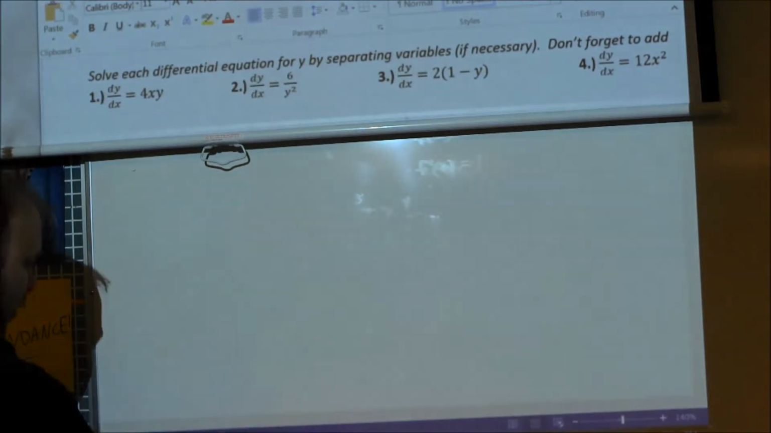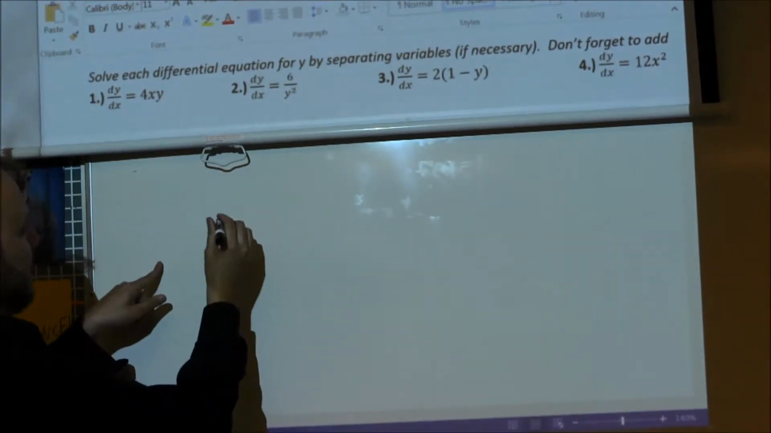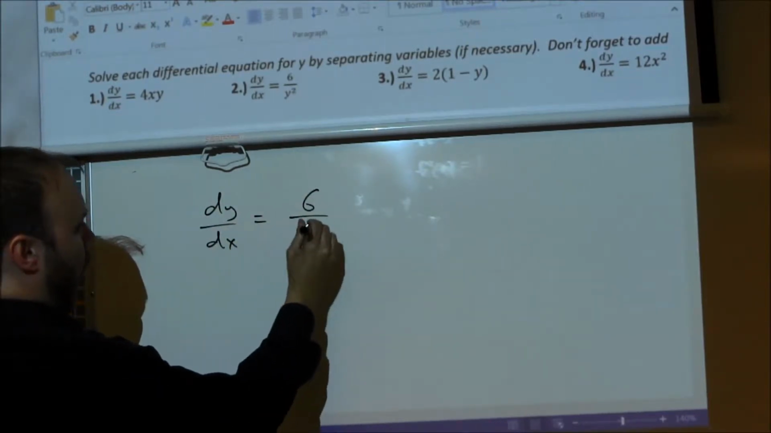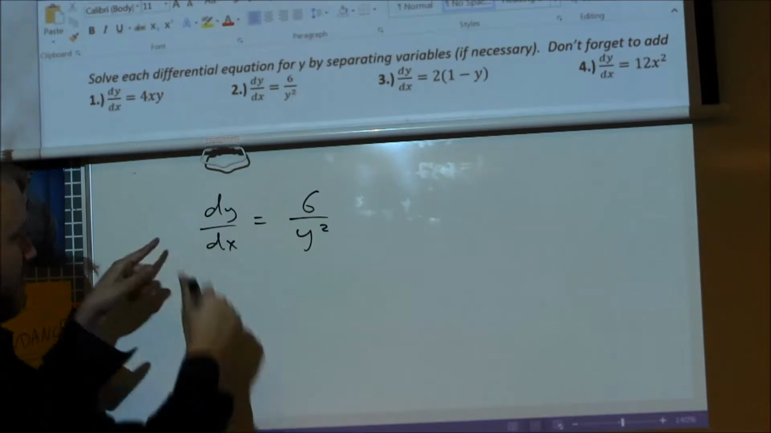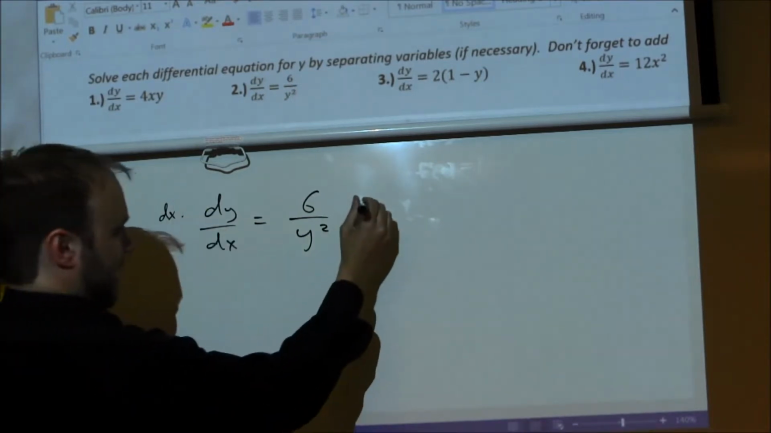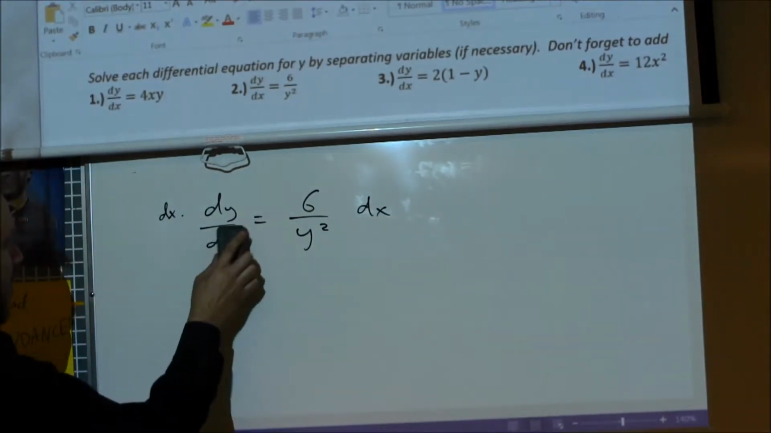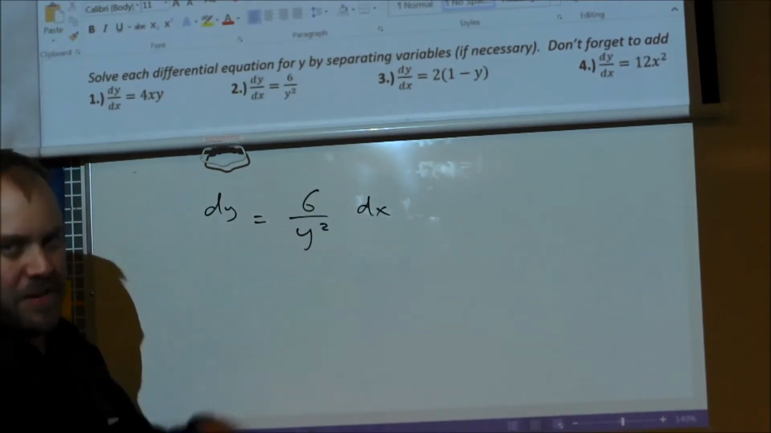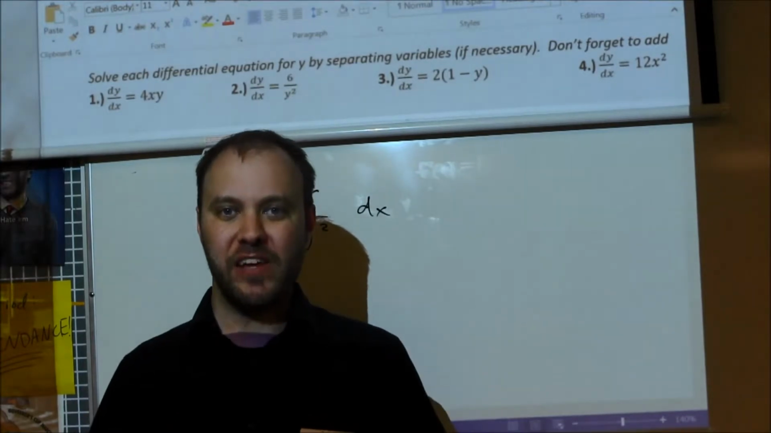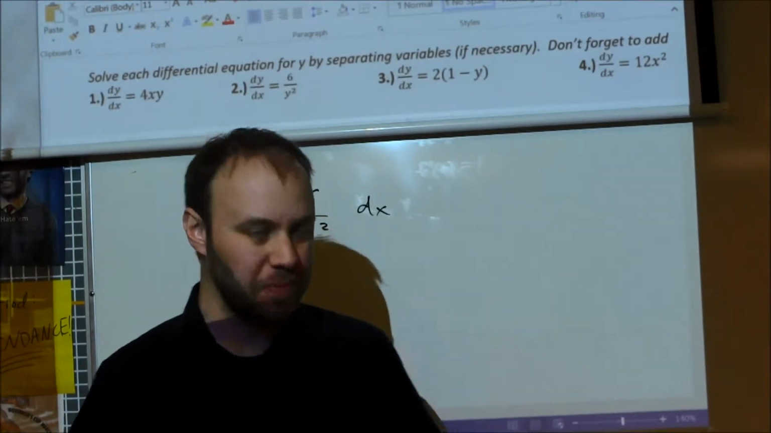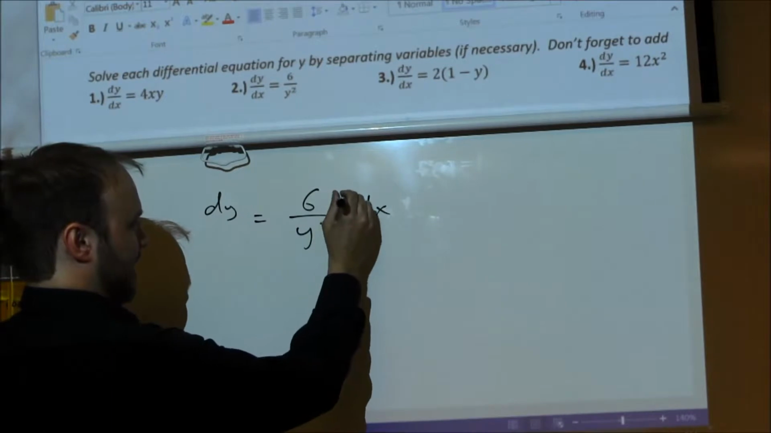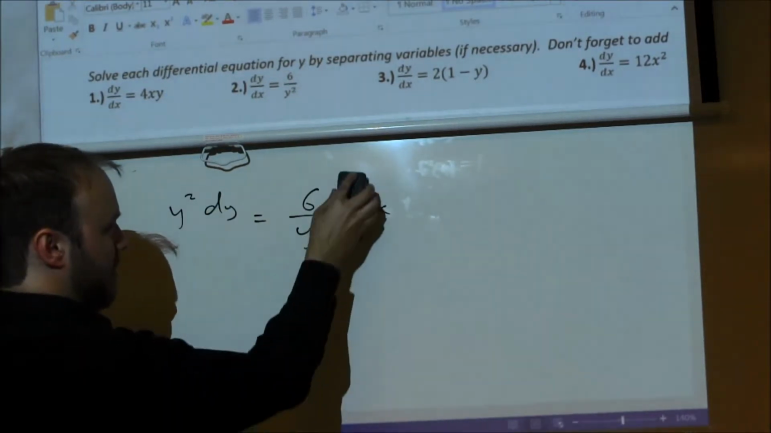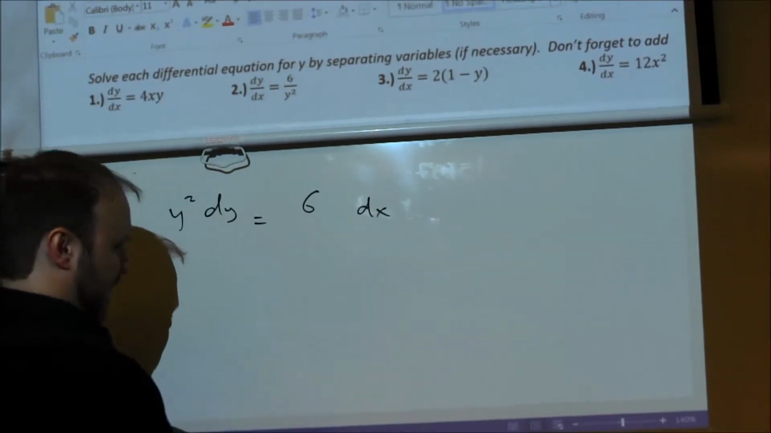This one should be a little bit quicker. This function is dy dx equals 6 over y squared. Same thing, I can multiply both sides by dx. That gets the x off the side with the dy. Notice 6 is being divided by y squared. I want to get rid of that y squared, so this time I'm going to multiply both sides by y squared. That's going to knock out the y squared over here. That's going to give me a y squared on this side. It's going to give me a much easier equation to integrate.